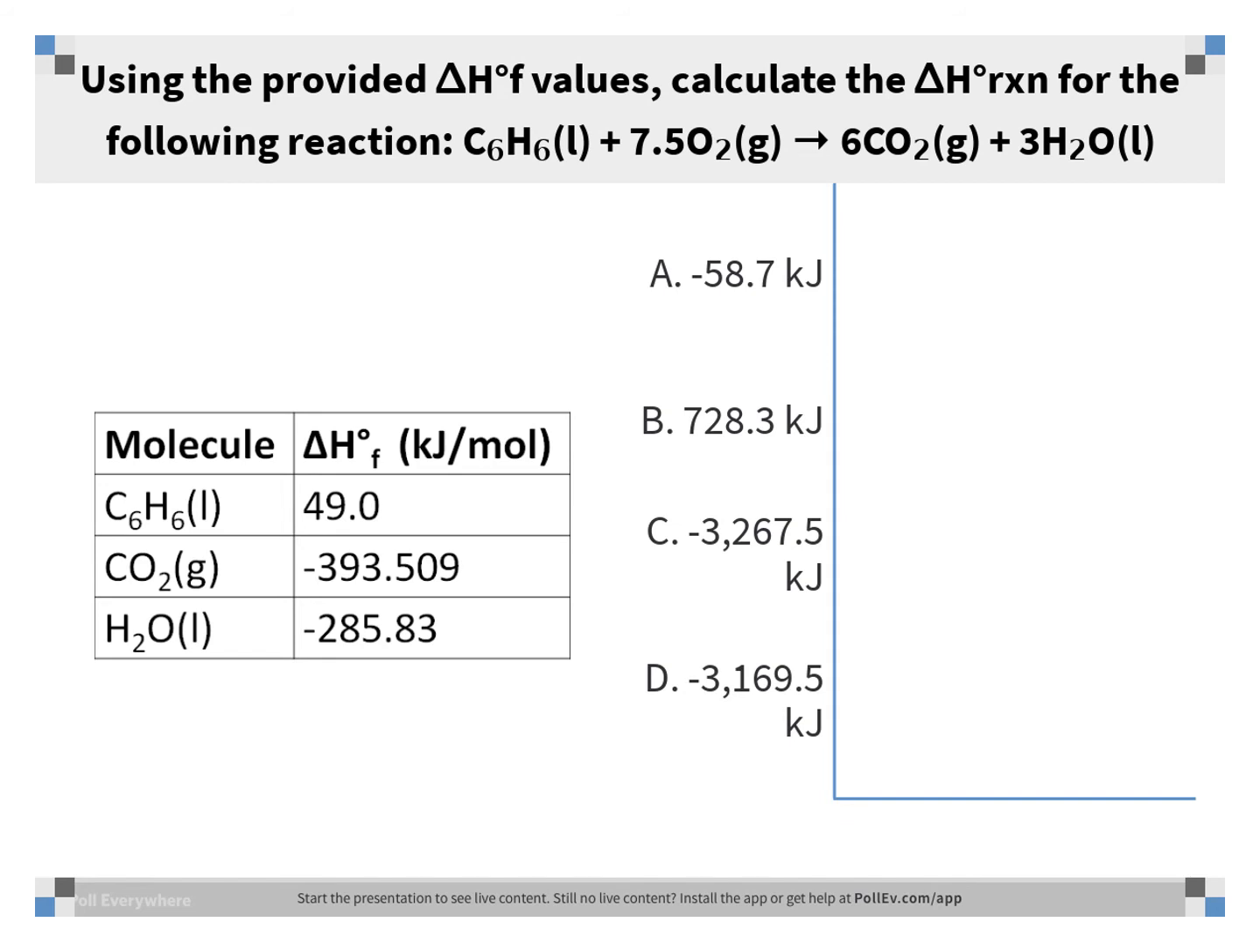So the correct answer is C, negative 3,267.5 kilojoules. Remember to do products minus reactants, not the other way around. And the oxygen is going to have a delta HF value of 0 because it's an element the way we find it in nature. But all the other values were listed in the table. And remember to multiply those by the coefficients of each thing in the balanced chemical equation.